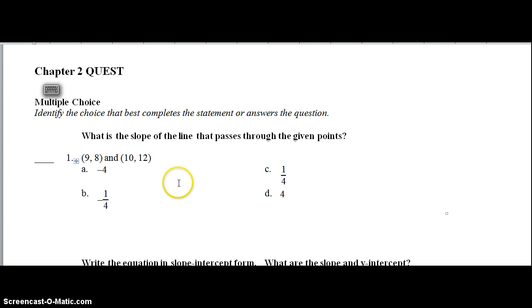All right, folks, we're going to go ahead and look at the review Chapter 2 quest. And this is over sections 2.1, 2.3, and 2.4. And hopefully my little pen here will write. I'm sure it will. Again, that's going to be 2.1, 2.3, and 2.4.